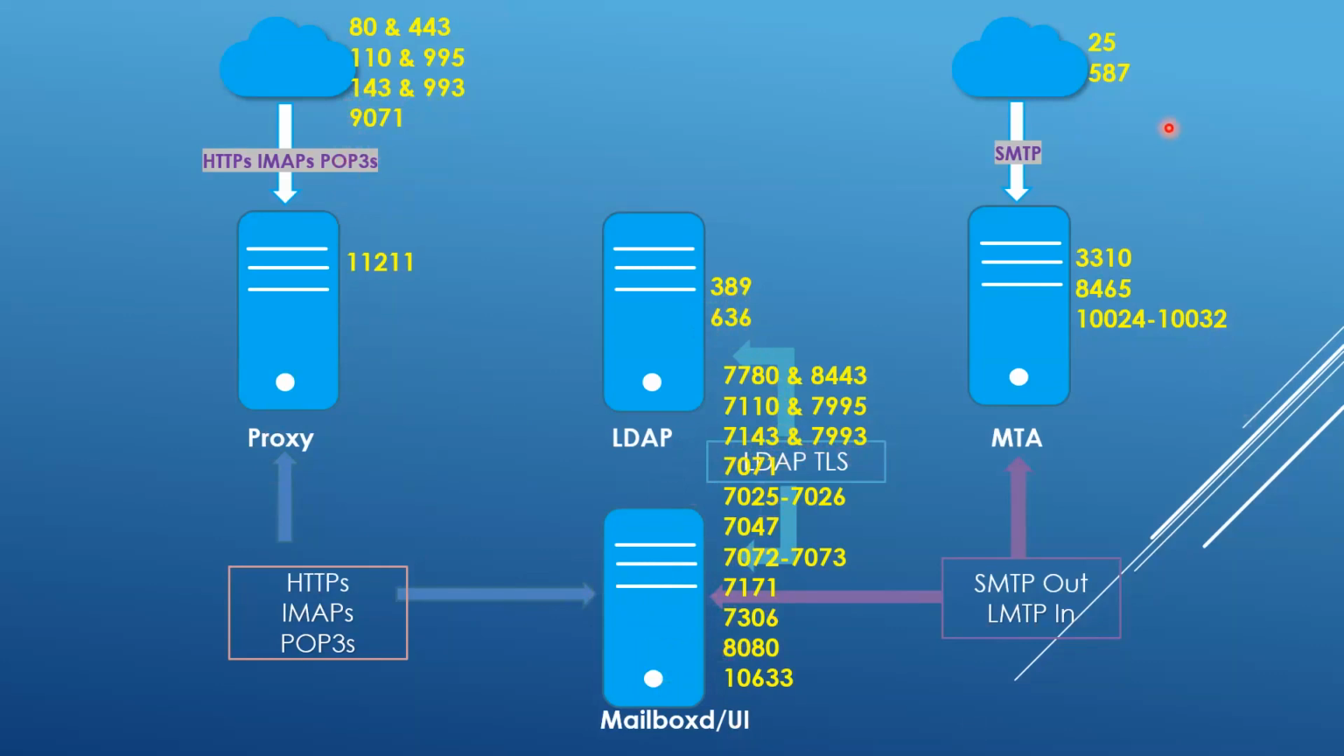When a user uses Outlook and wants to submit a message, he should submit over 587 to the MTA server. When MTA receives incoming email, it receives over 25 from the public network. And MTA uses 7025 to submit a message to the mailbox server.